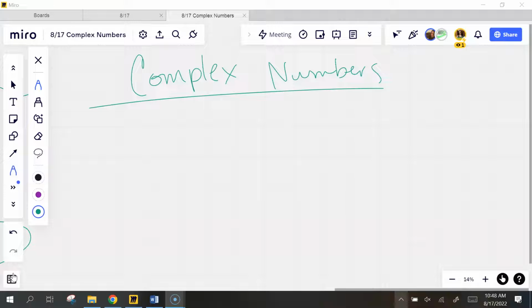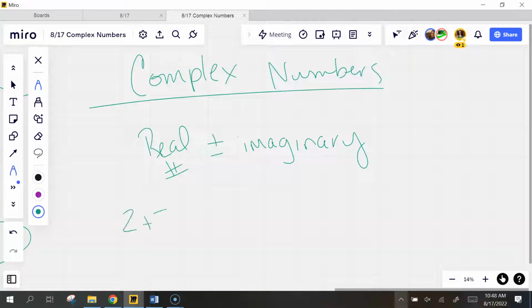Okay, here we go. What is a complex number? It's not as hard as you think. It is complex, but it's really not bad. It's made up of 2 parts. It has a real number part, and a real number is exactly what you are used to. And then to the real number, we either add or subtract some imaginary value. So an example of a complex number might be 2 plus 7i.